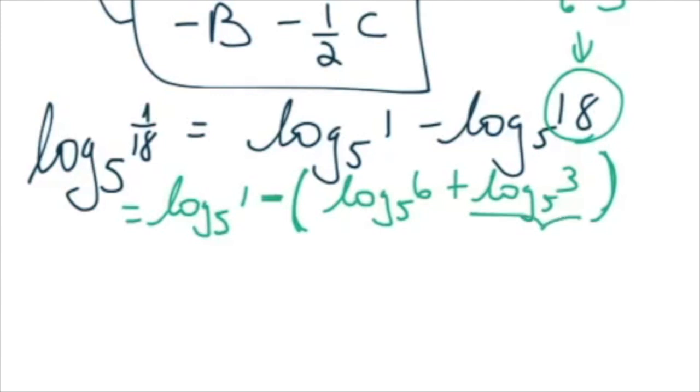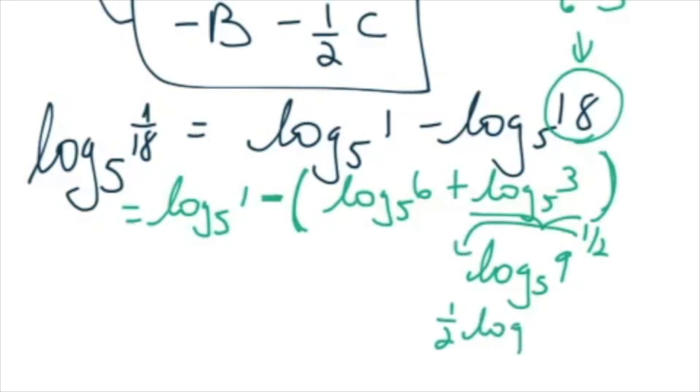The log of 3 base 5, well, think about that. How can I write the log of 3 in terms of the 6, the 9, or the 4? Well, hopefully you're now kind of getting the hang of this whole square root thing. 9 to the 1/2 power is the log of 3. True? So the 1/2 can slip out in front. Now the log of 9 base 5 times 1/2. And of course the log of 6, he's still chilling.